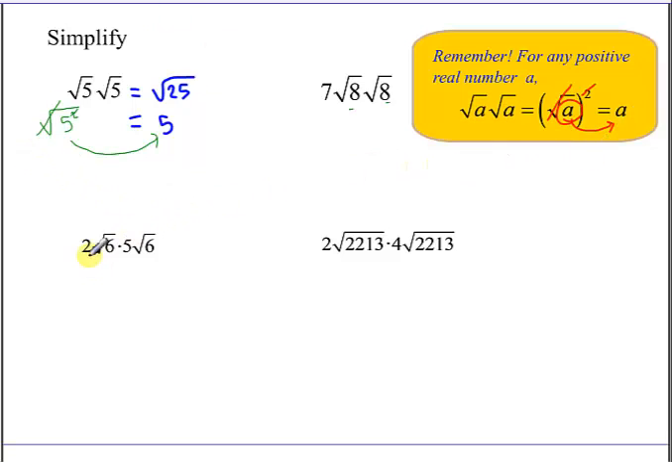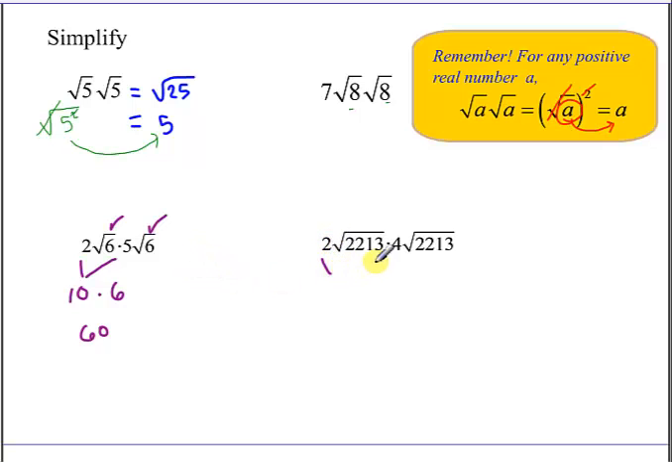Let me show you here. All right, 2 times 5. Those aren't in the square roots. They need to be brought together, multiplied. But in the square root, I see a 6 and another square root of 6. Times them together, I'm just going to call that 6 on the outside. So that's a 60. See how that works?